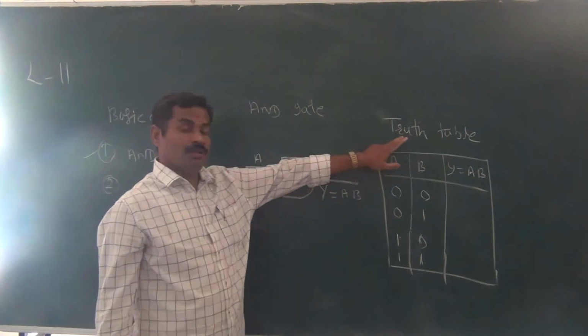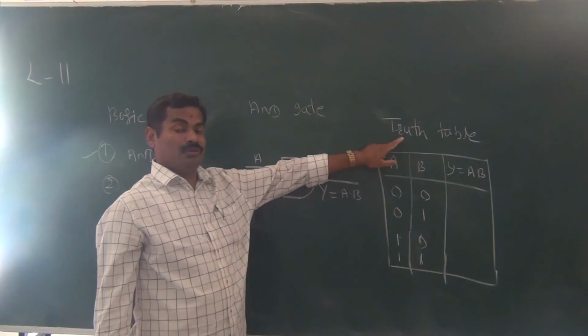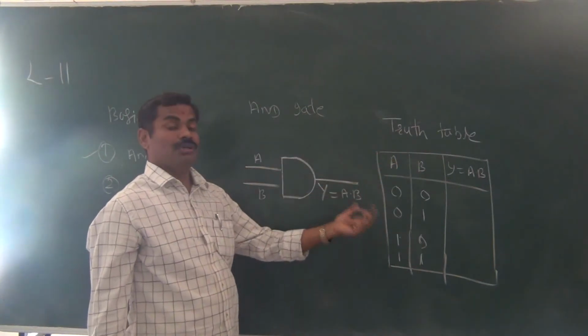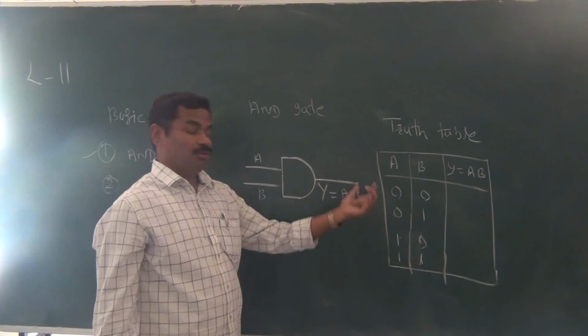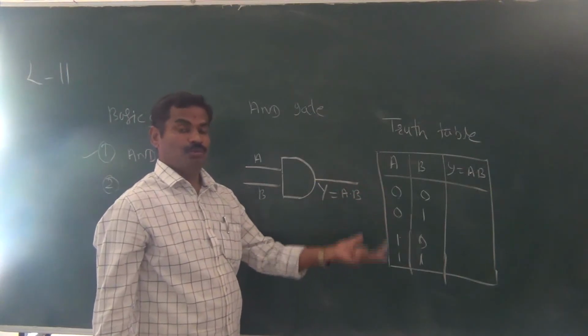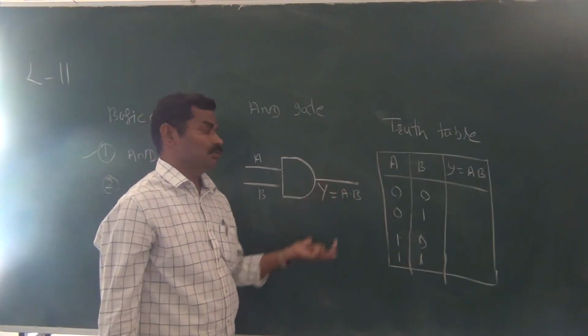The truth table is a relation between the input and output, or it shows the possibility of the output for the different inputs. What is the possibility of output for the different types of inputs? This is the truth table.